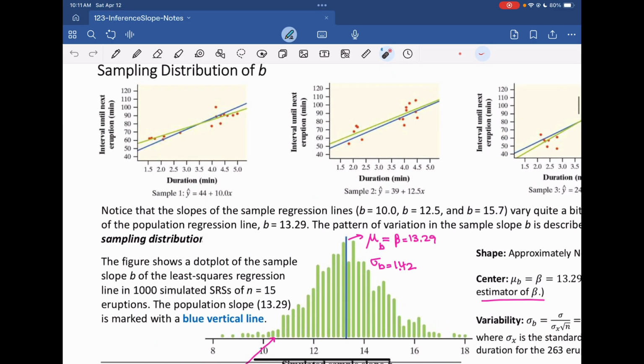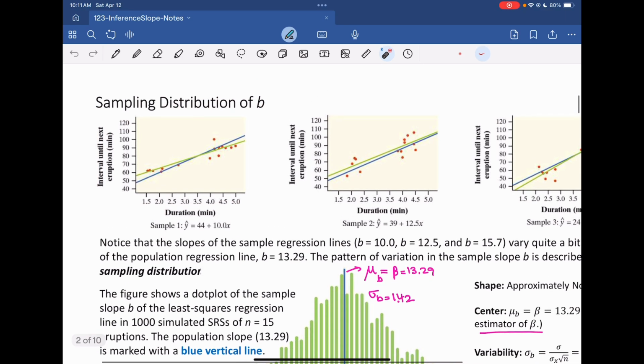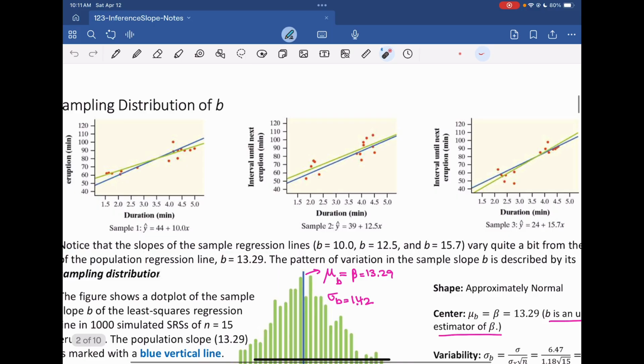All right. Here is an example of a scatter plot. One sample scatter plot, and that blue line is the population one. The lighter green one is the sample one. Notice how the lighter green is constantly close to that blue line, but it's not exactly the blue line. So every time we take a sample and do a linear regression model on it, we get close to that blue line, but we're not exactly on it.